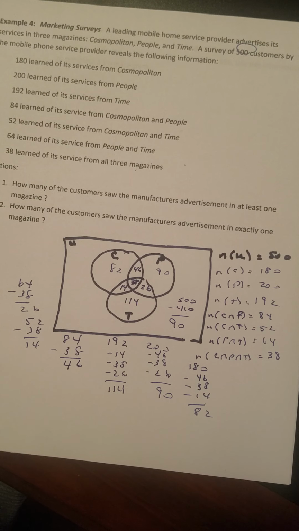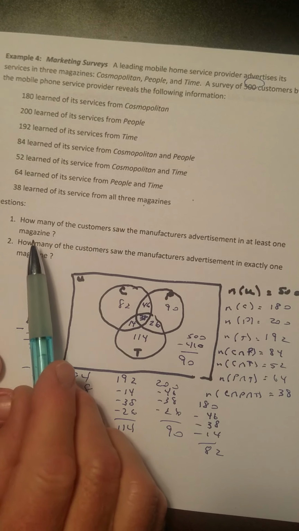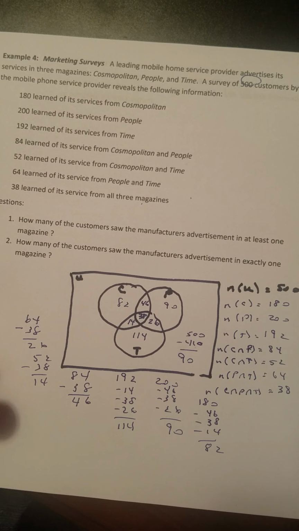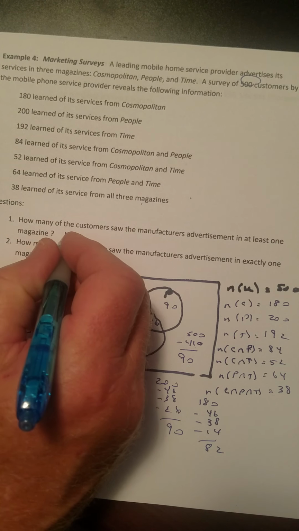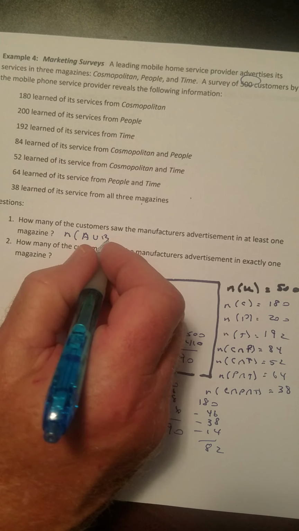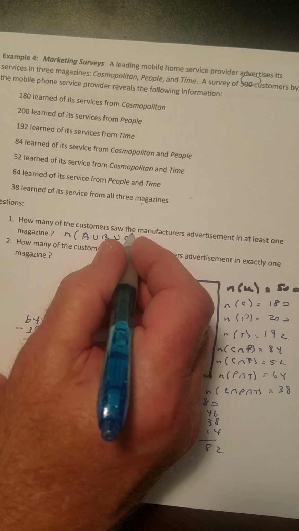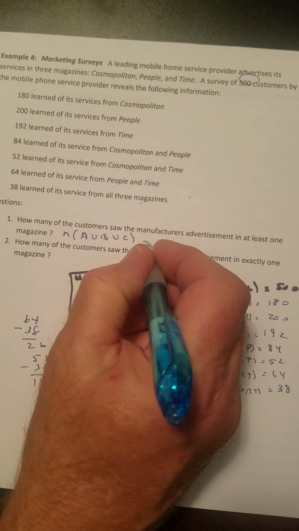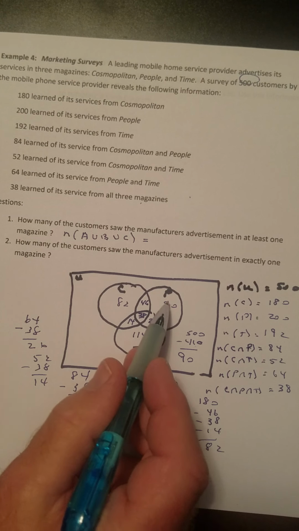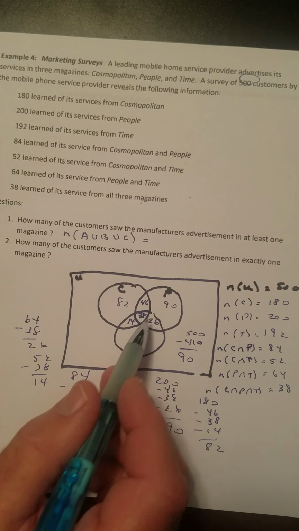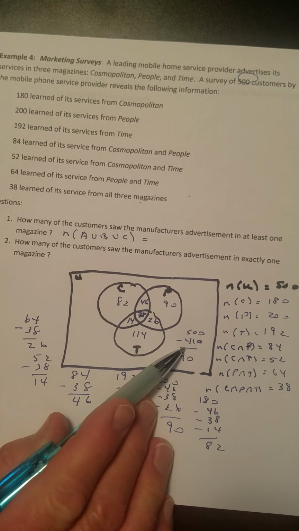Okay, now we did all that work. Now let's go back and answer the questions. Number one here says, how many of the customers saw the manufacturer's advertisement in at least one of the magazines? That would be the number in C or P or T. I know I was using A, B, and C. I should have used C, P, and T. That would be the sum of all of these numbers inside the circles, because it could be inside this circle or that one or that one. But I already did that one. That's 410.